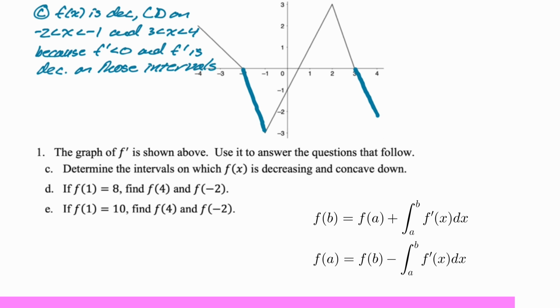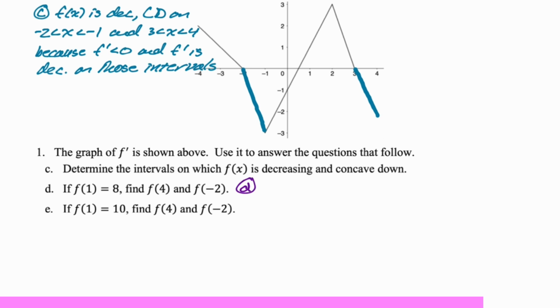So f of 4 is going to be where you start plus the displacement. So it's going to be f of 1 plus the displacement from 1 to 4, so f of 1 plus the integral from 1 to 4 of f prime of x dx. Now we got to calculate this. So I'm going to break this up a little. I'm going from 1 to 2, and then 2 to 3, and then 3 to 4.